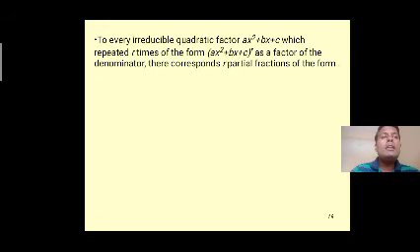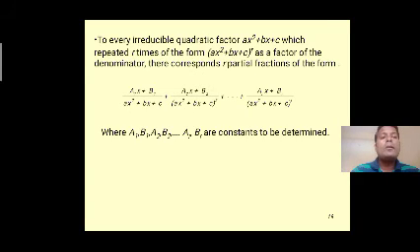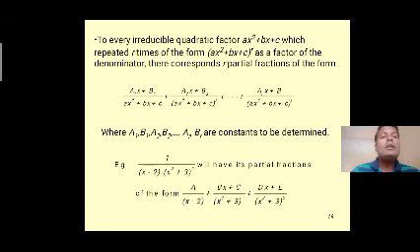To every irreducible quadratic factor ax square plus bx plus c, which is repeated r times, of the form ax square plus bx plus c to the power of r as a factor of the denominator, there correspond r partial fractions of the form a1x plus b1 by ax square plus bx plus c plus a2x plus b2 by ax square plus bx plus c whole square plus so on plus arx plus br by ax square plus bx plus c to the power of r, where a1, b1, a2, b2, ar, br are constants to be determined.